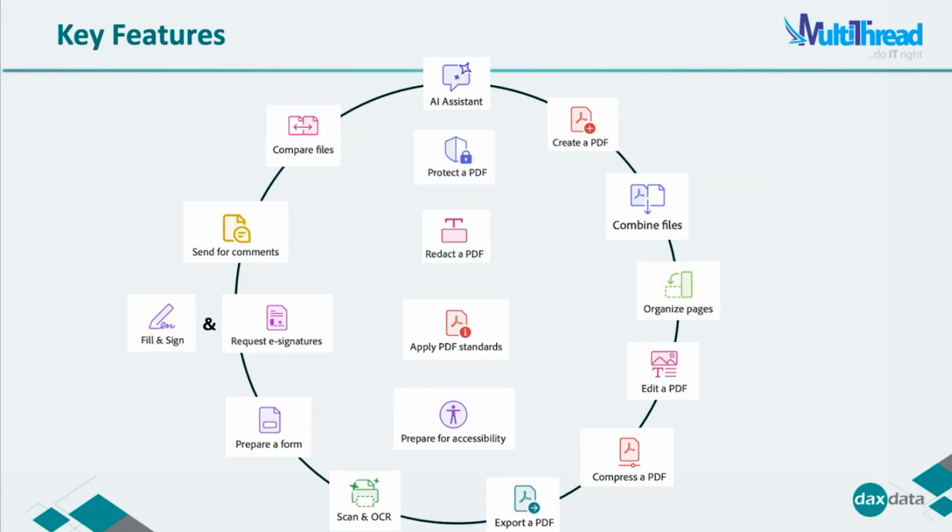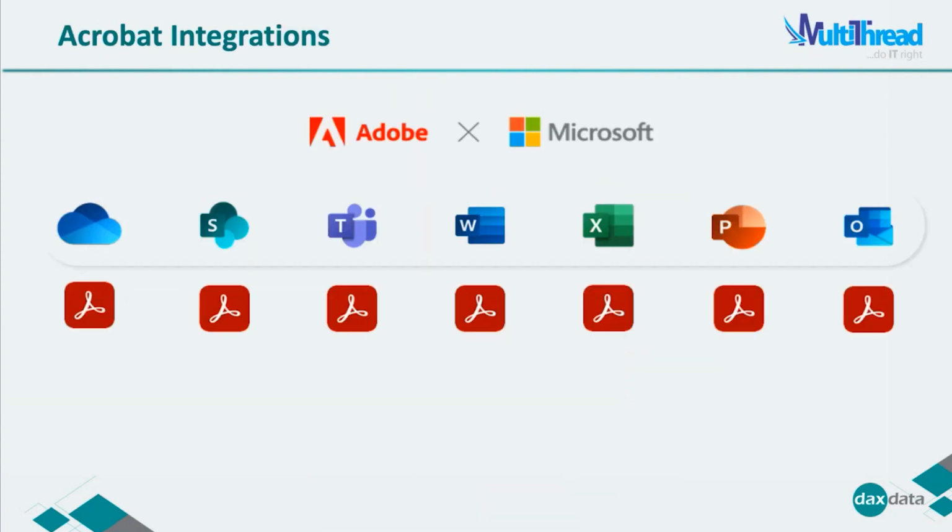If you have any dealings with any countries in Europe, especially in the UK, they've actually put procedures in place that all documents need to have accessibility for those that are either visually or hearing impaired. And Acrobat can do all of that for you.